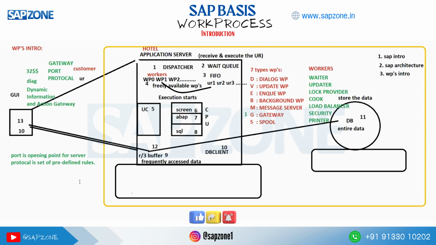Exactly. When the user request is coming, first the gateway work process will check this port, whether he is coming with the proper port number or not, the opening point for the server, and the protocol, whether he is following the dynamic information and action gateway protocol rules or not. He will check. What security check when you are going into the hotel? We'll check everything and he will pass.